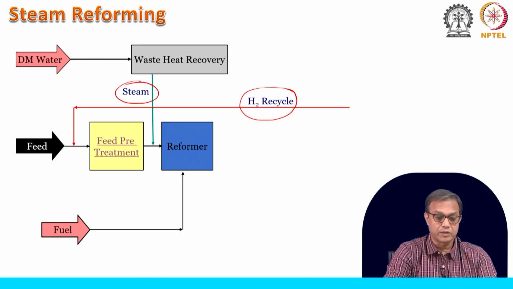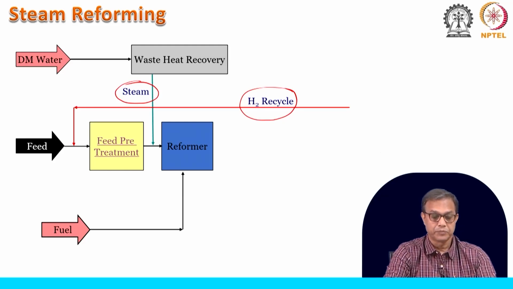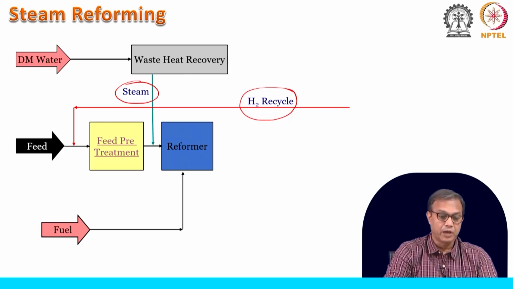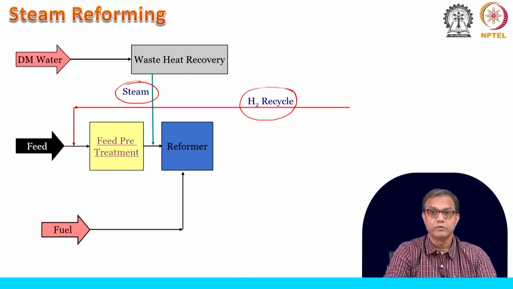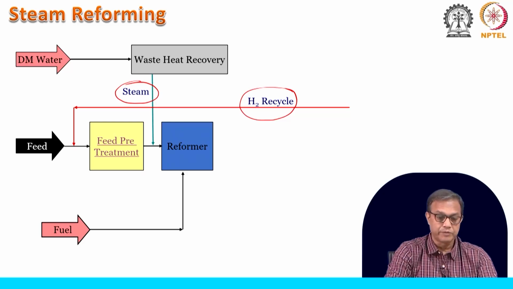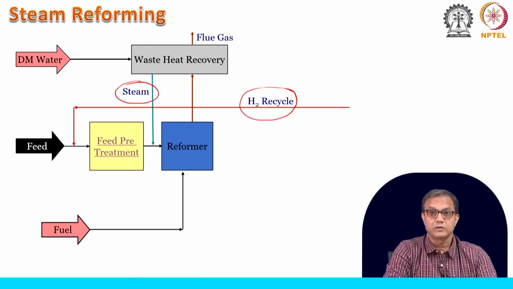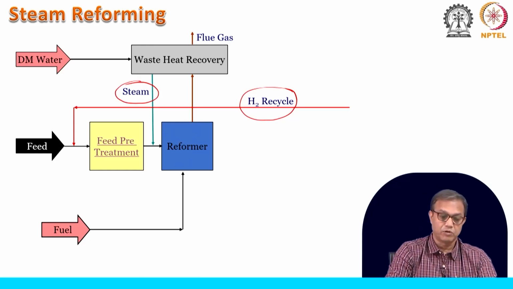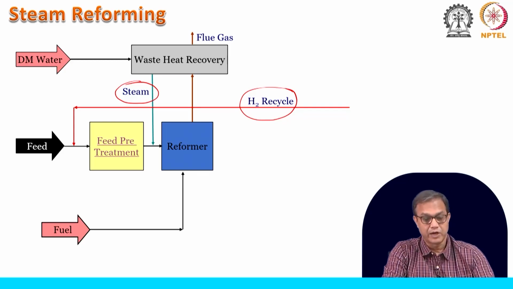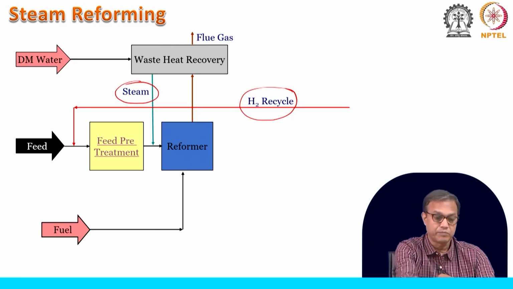But this demineralized water we will try to initially do some waste heat recovery, that we will see how it is generating, and that demineralized water will be forming steam using the waste heat that is generated from this reformer. And finally, this reformer will generate a certain amount of flue gas. That flue gas being at high temperature, we will try to utilize that and produce the steam using that waste heat energy.